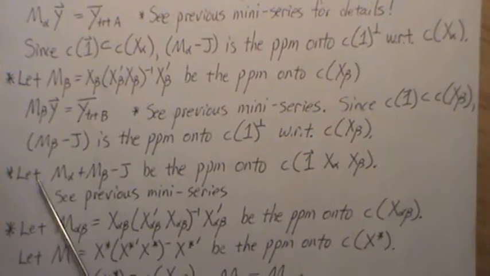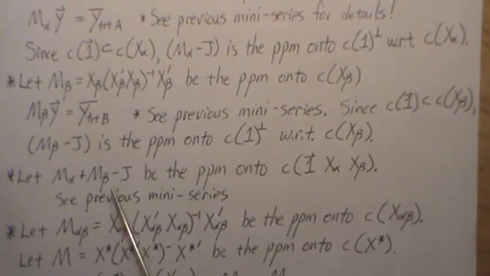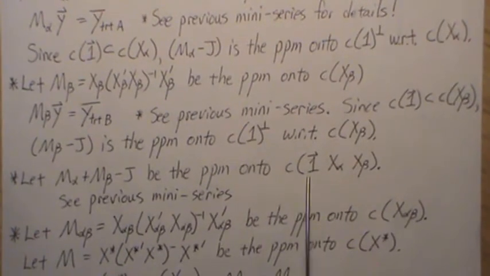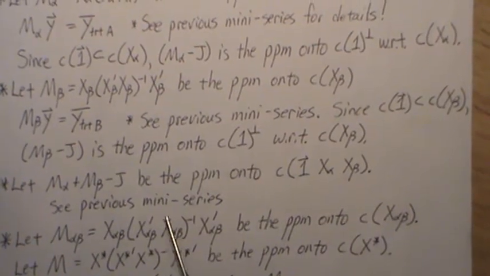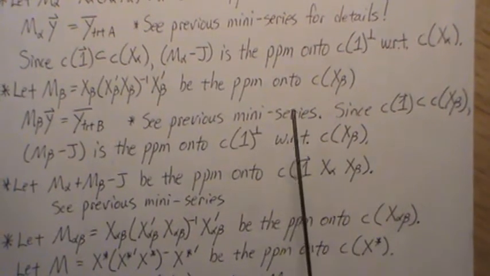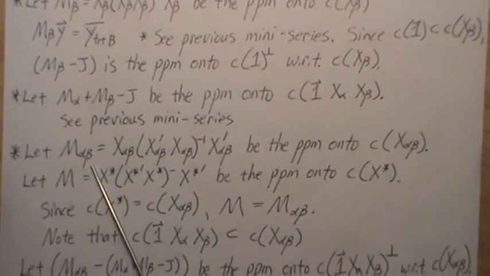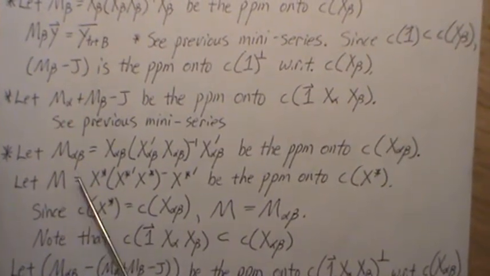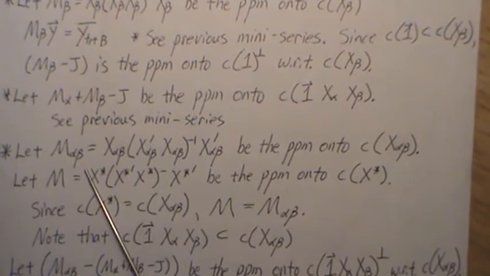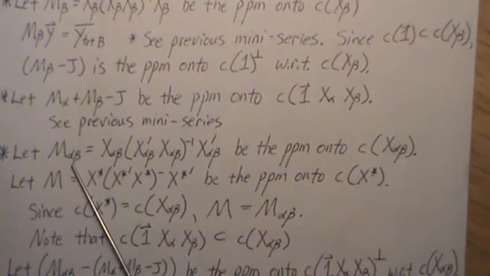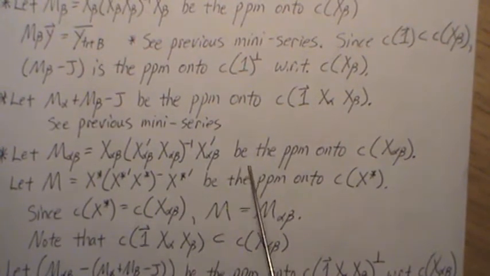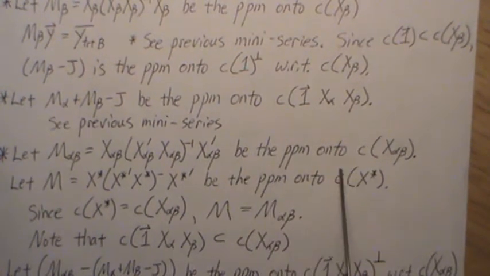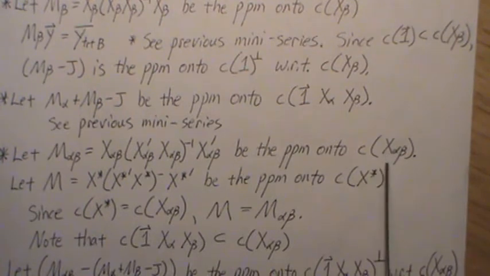Now let's let M alpha plus M beta minus J be the perpendicular projection matrix onto this entire column space. And I'm going to point you back to the previous mini-series for detail of that. Now let M alpha beta, and this is new because we haven't dealt with the interaction term in two-factor factorial designs, be defined like this, and it's the perpendicular projection matrix on the column space of X alpha beta, so the interaction space.